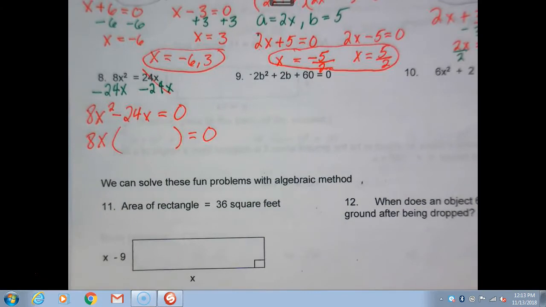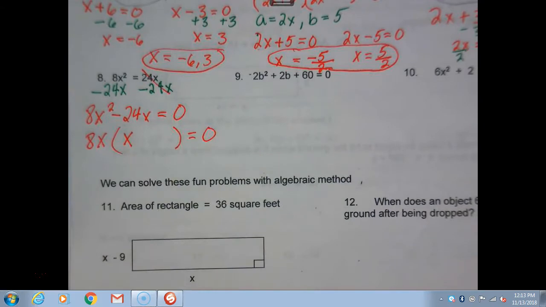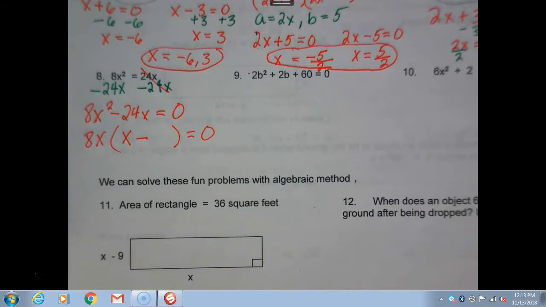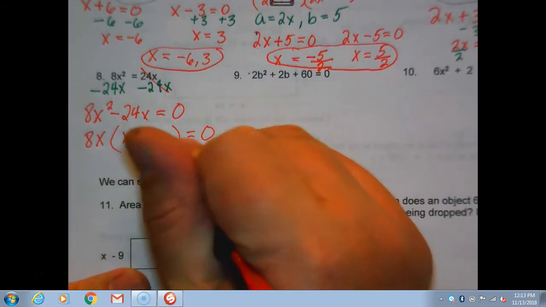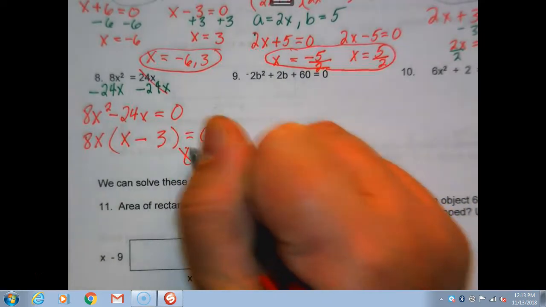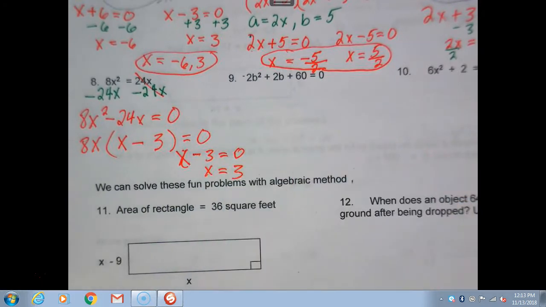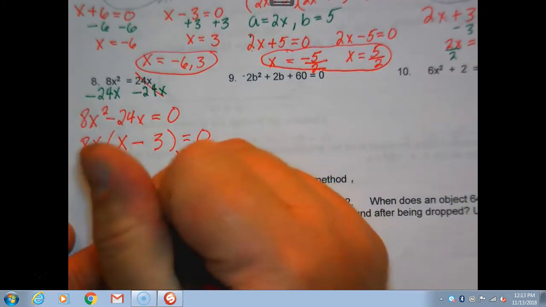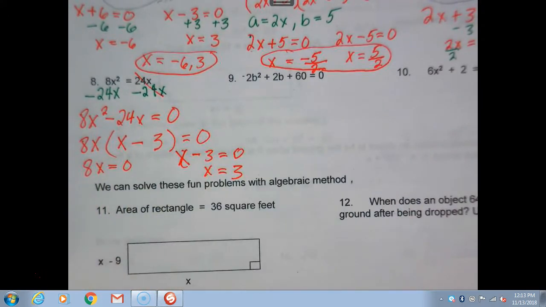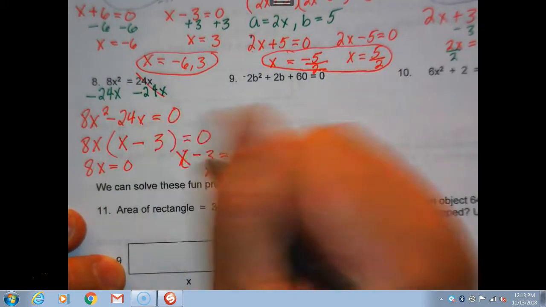What is 8x squared divided by 8x? That's right. I have 1x left. What's 24x divided by 8x? 3. Hey, there's our 3, right? x minus 3 equals 0. So one of them is 3. Don't forget about the 8x, though. What does x have to be? 0, right? Divide both sides by 8, you get x equals 0.